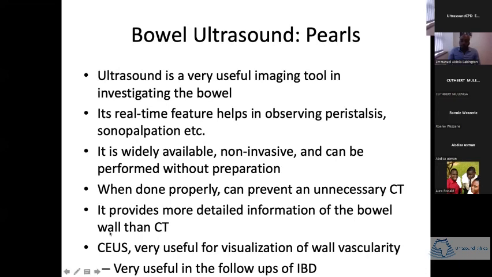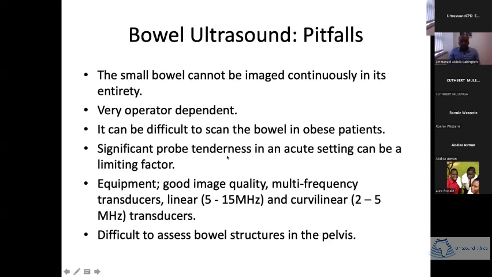Lastly here, contrast ultrasound is very useful for the visualization of wall vascularity, which is a very useful tool in the follow-ups of inflammatory bowel disease. Now, the pitfalls of ultrasound: the small bowel cannot be imaged continuously in its entirety. That's due to the anatomy of the small bowel, we can't follow it all the way through.